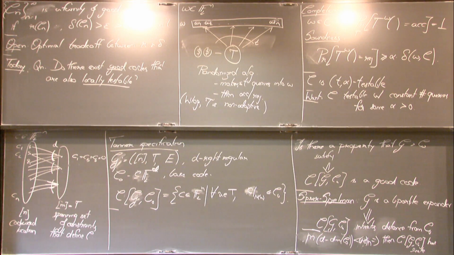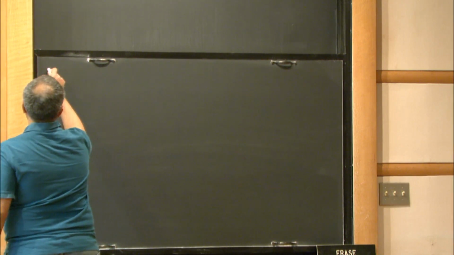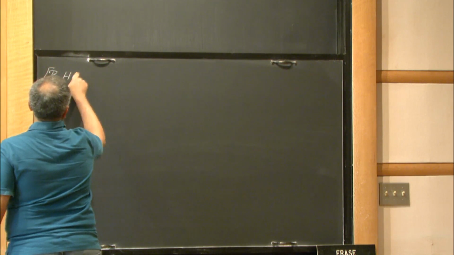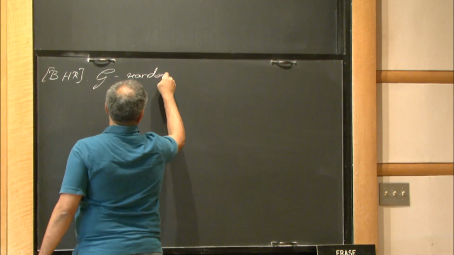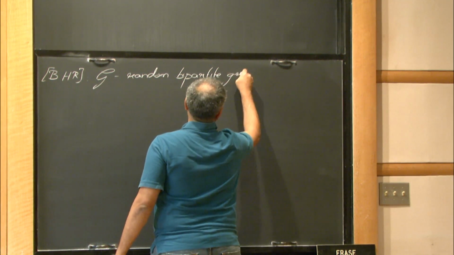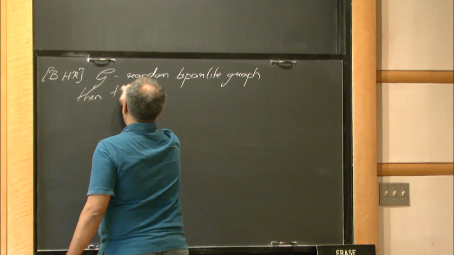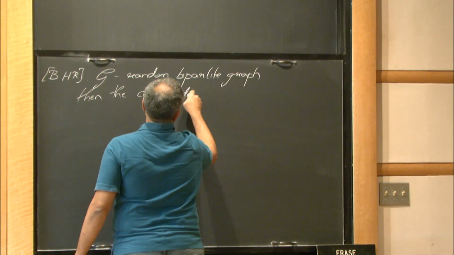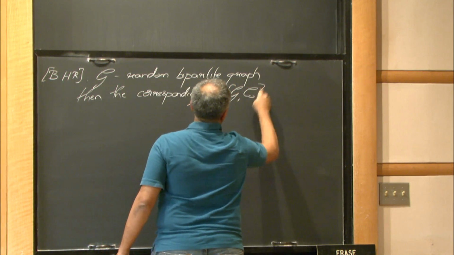We have an old result with myself, Eli Ben-Sasson and Sofia Rashkodnikova, which said that if G were a random bipartite graph, then the corresponding Tanner code C_G(C naught) is not locally testable.